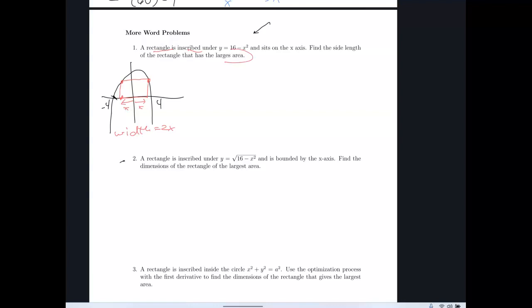Because we want to find the largest area. So you know that area is width times height. Okay, so let's go check out what the height will be. So this will be the height, and that's going to be the y value, right? So the y value is that quantity. Okay, so I have area is 2x times 16 minus x squared. Absolutely multiply this out. Minus 2x cubed.